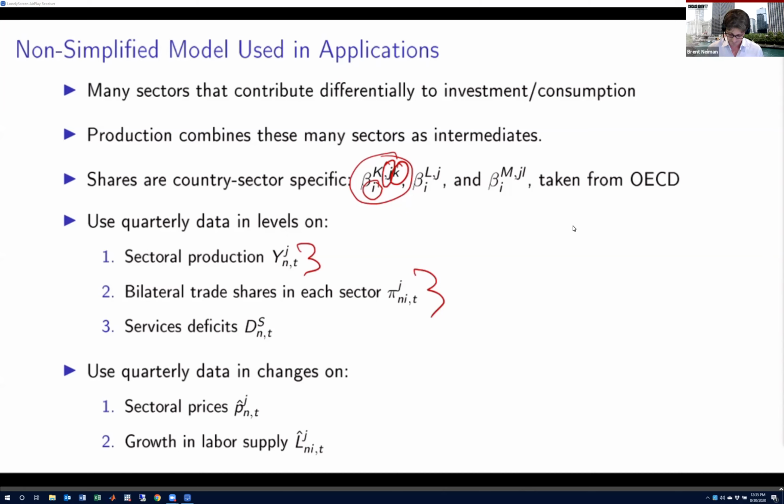ComTrade. There's information you'll need on sectoral prices that you can get from PPI indices, for example. And then you'll need growth in labor supply, which you can typically get from sources on employment across countries.